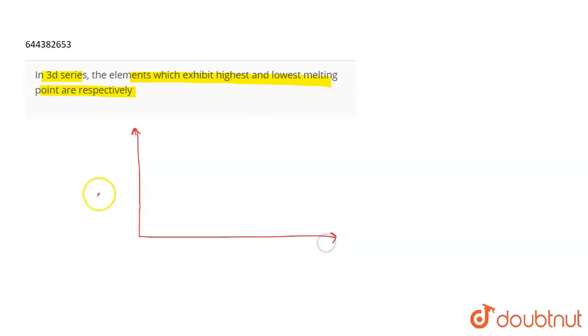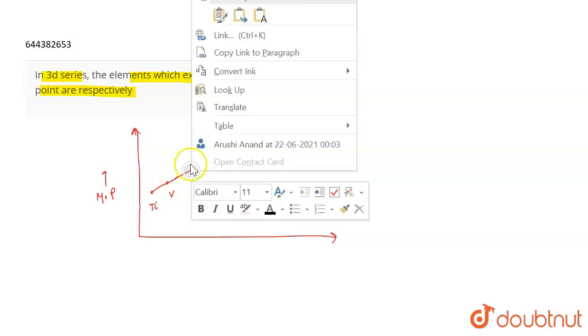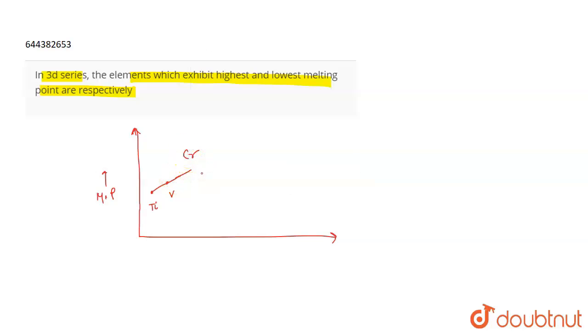Because that is the only way to understand the concept very clearly. So if we draw the curve for melting points of the 3D elements, we start from titanium because we are going to tell the highest and the lowest only. Here we have titanium, then somewhere here we have vanadium. Then chromium has the highest melting point.